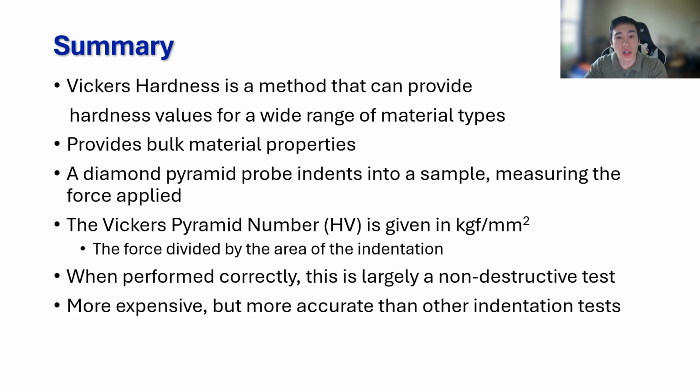To summarize Vickers hardness, it is a method that can provide a wide range of hardness values for diverse materials. The value it gives is a property of the bulk material, and it does this through the mechanical indentation of a diamond pyramid probe and comparing the force applied to the surface area of the indent. It is a non-destructive test that is more accurate than other indentation tests in exchange for being a more expensive piece of equipment.